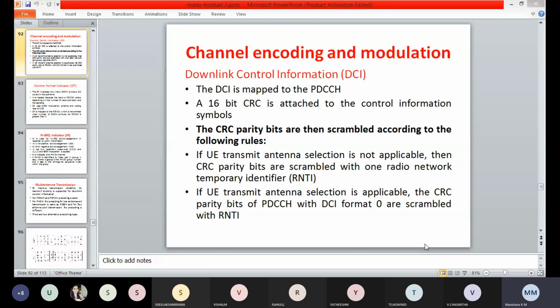In the last class, we discussed the downlink control channels. We studied the downlink control information, that is, the DCI formats. Can anyone tell how many DCI formats there are, and name the different DCI formats? Anyone? DCI formats, that is, downlink control information formats.